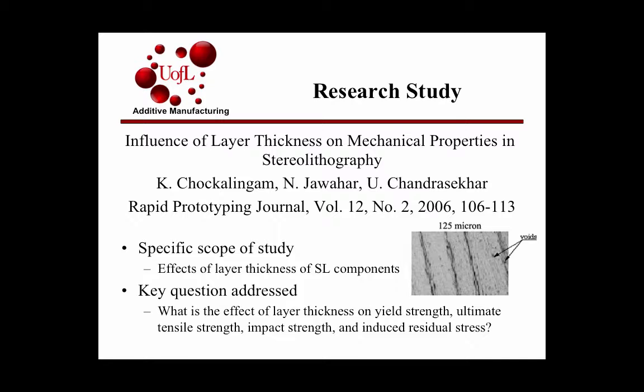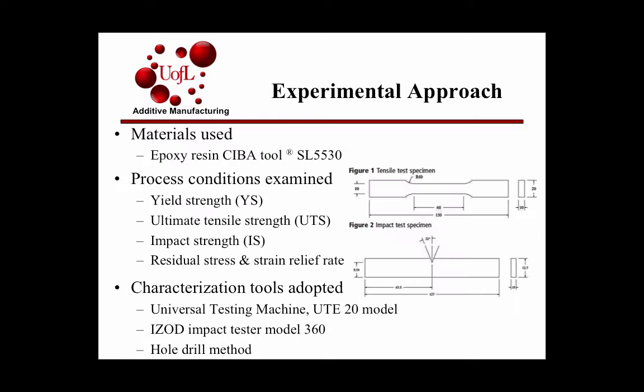So this is a blown up picture of the scanning electron microscope looking at the parts. This is actually at 125 micron level of the epoxy resin, and these voids show up in different layer thicknesses, and they kind of use this to back up their results in the experiment.